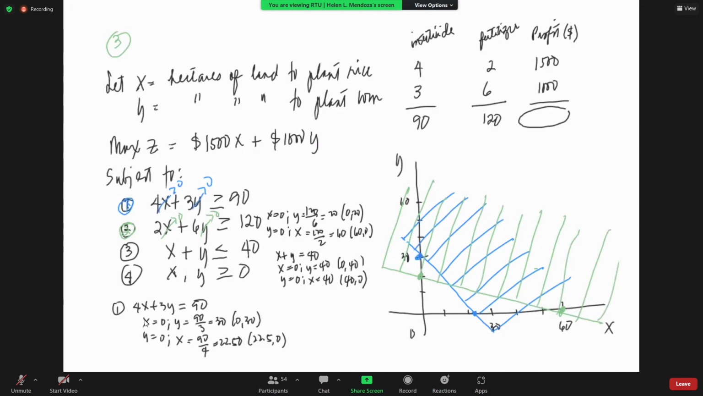Then, lastly, we would have the third. So for the third, we have 0, 40, and 40, 0. So this is 40 and 40. Then we connect. So question now is, we set this to 0 and this to 0. Is 0 less than 40? And the answer is yes. So the region is pointing towards the point of origin 0.